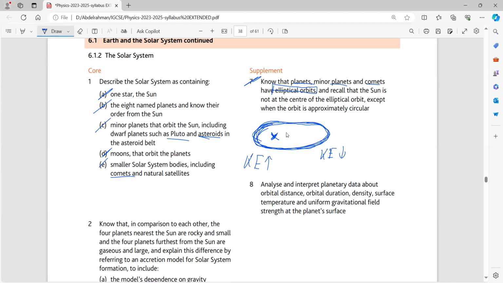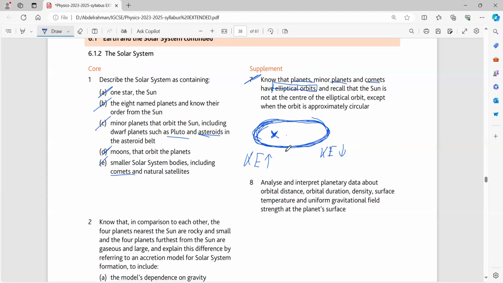And then it's like a slingshot. You throw it away, and then it moves all the way to the end of this ellipse, to the end of this orbit, and then it gets pulled back. Okay, kinetic energy keeps on increasing and decreasing. We will discuss this again, I guess, further on, inshallah.